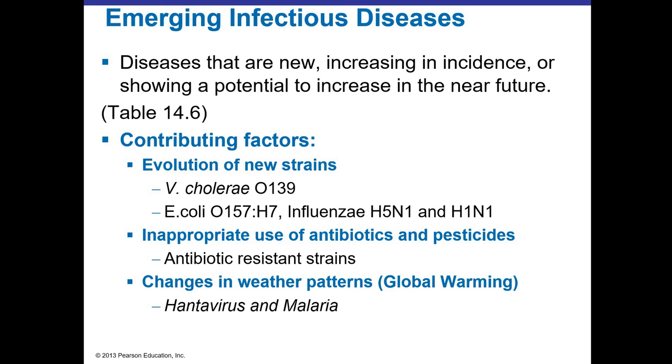As we said, inappropriate use of antibiotics and pesticides. So we're developing antibiotic-resistant strains, and if we have resistance to pesticides, that allows some of the vectors to survive that could also transmit these emerging diseases. Changes in the weather, global warming. If we allow populations of mosquitoes to expand, we're going to see a lot of mosquito-borne diseases, things like malaria, yellow fever, dengue fever. The hantavirus has a rodent reservoir, but as the rodents are able to inhabit more warm areas, they are going to spread disease along with many of the arthropods.